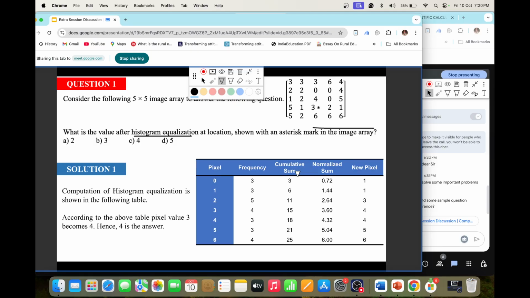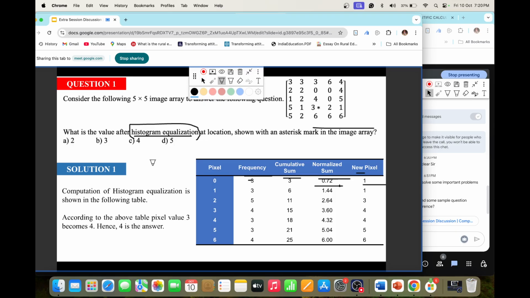You just focus on what is frequency, cumulative sum, and normalized sum. Okay, frequency and cumulative sum. From these two, you can get the normalized sum. Okay, there is a formula that is L minus 1. L is the number of pixel values. So you can get 0 to 6, that means 7 pixel values. So 7 minus 1, that is 6. Okay, 6 into your cumulative sum will give you a normalized value, and you have to just approximate to get the new pixel value. Okay, so very important concept, histogram equalization.